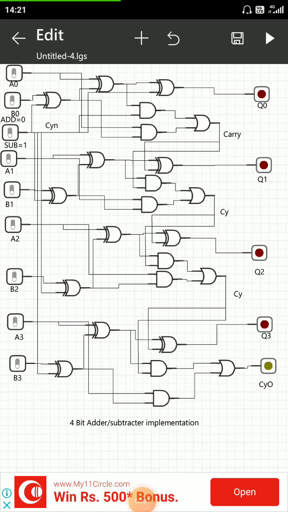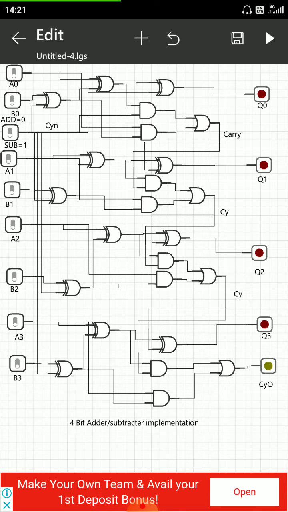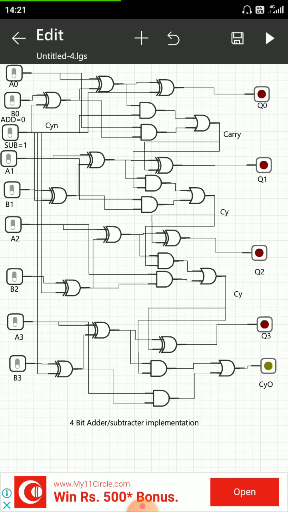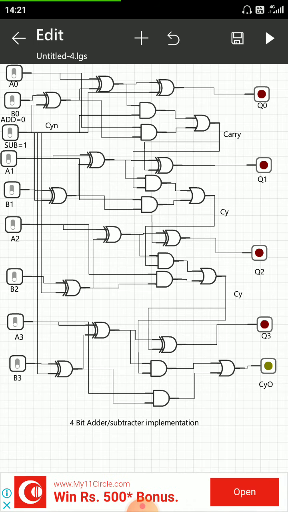Hi students. So this is a 4-bit adder subtractor circuit. I have made the circuit in Logic Gate Simulator, and you can use that platform for implementation purposes. Here you can clearly observe from the circuitry that we have used 4 full adders, right?